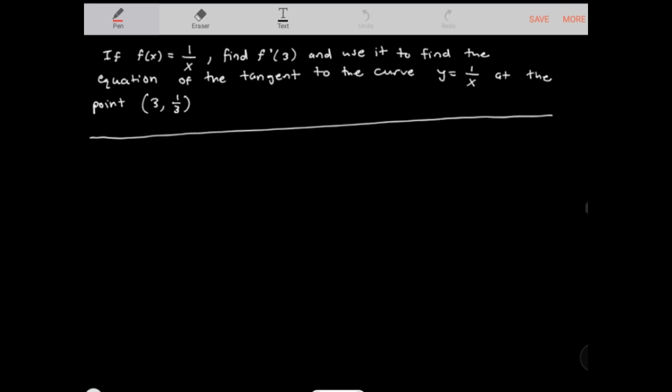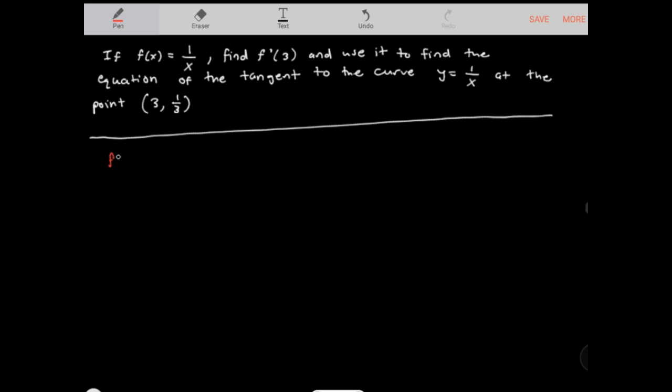Alright, if f(x) is equal to 1 over x, find f'(3) and use it to find the equation of the tangent to the curve y equals 1 over x at the point (3, 1/3). Okay, so the first thing we want to do here is find a general equation for the slope of the tangent, which is also known as the derivative function.